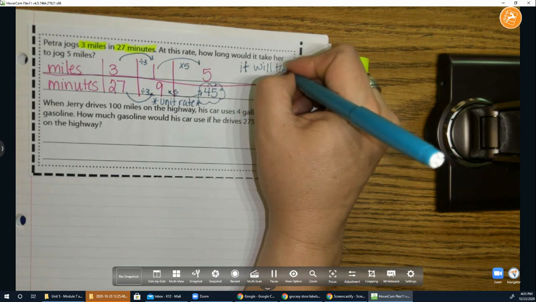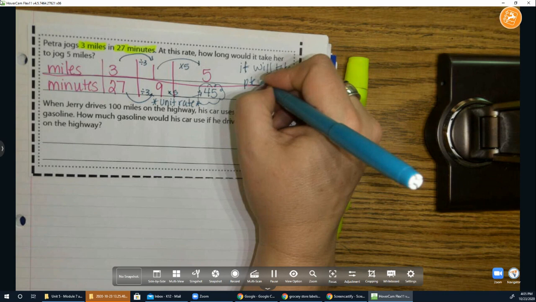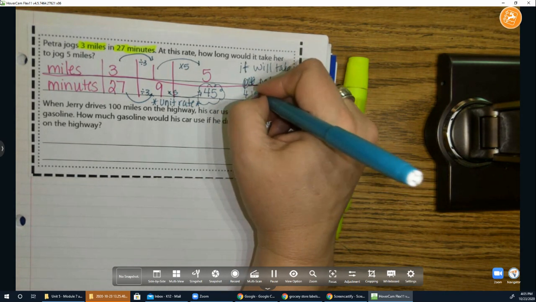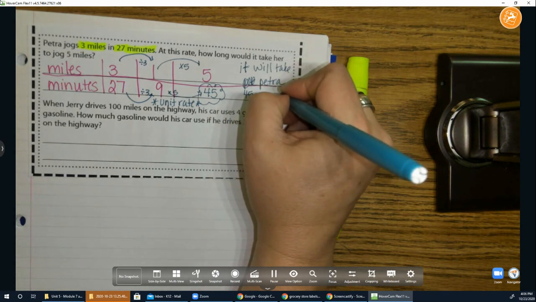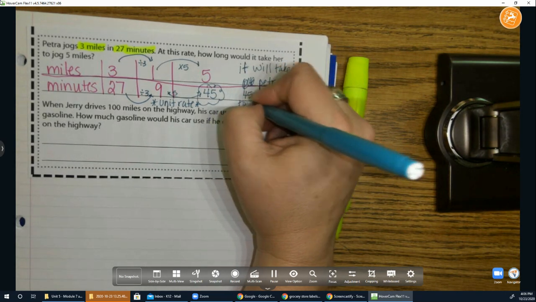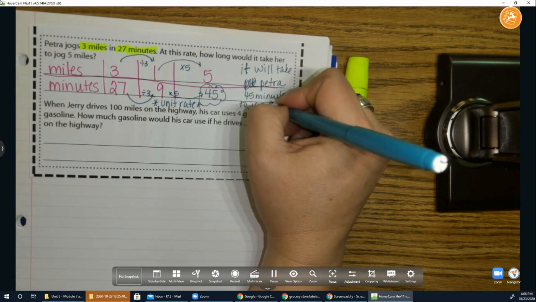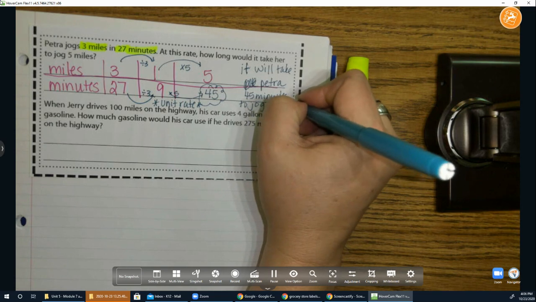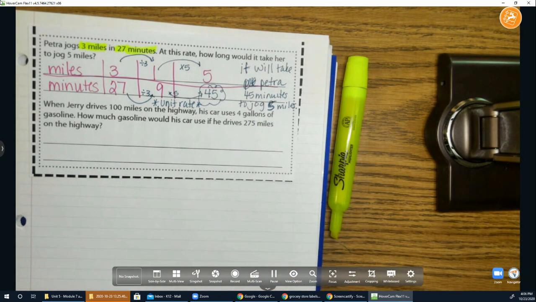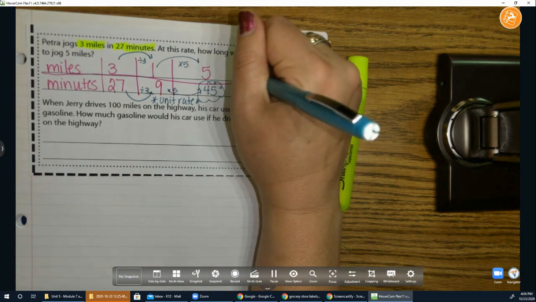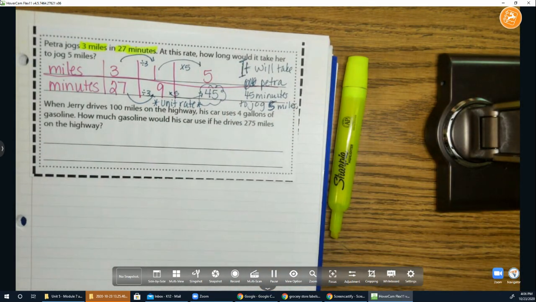It will take Petra, can't even spell her name, Petra, 45 minutes to jog, she doesn't run, jog, 5 miles. I'm going to have the I capitalized. There's my period. It will take Petra 45 minutes to jog 5 miles.